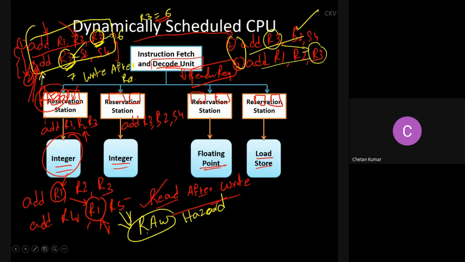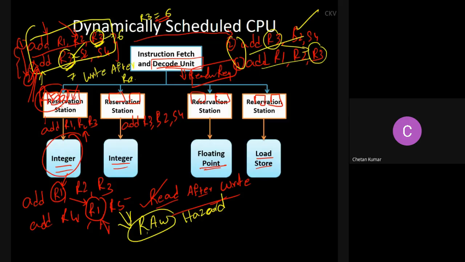Now that can be avoided with the help of a reservation station. How do you avoid it? What you do is you first read the value R3 and put it in a reservation station. A reservation station basically consists of some temporary registers. You can think of it that way. So you put the value of R3 here.